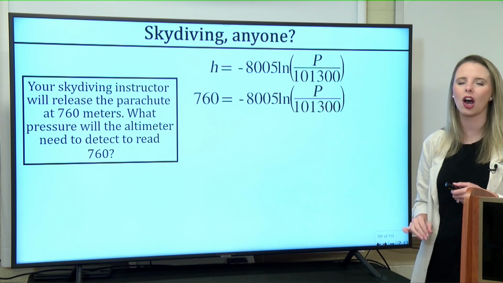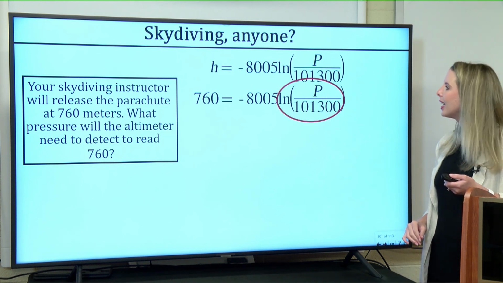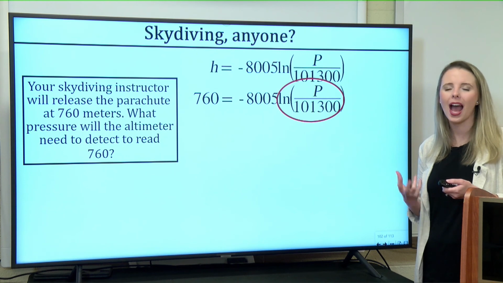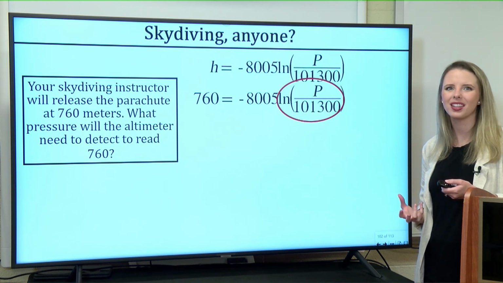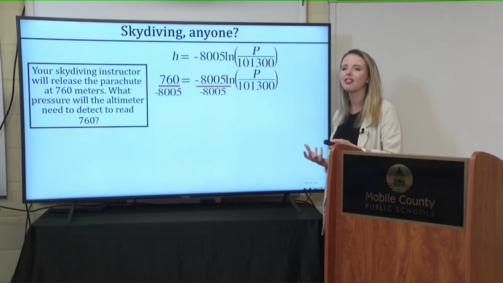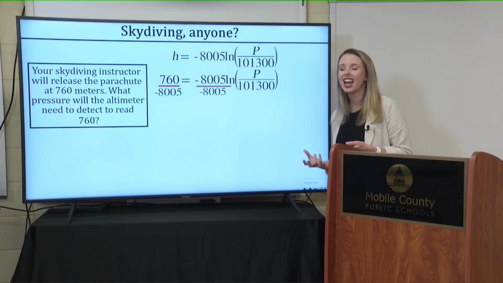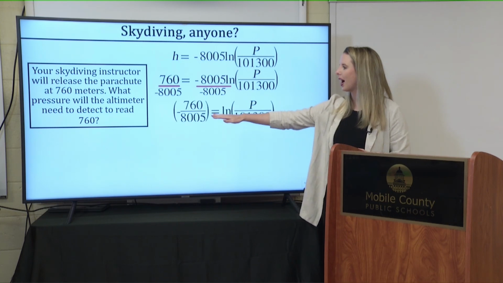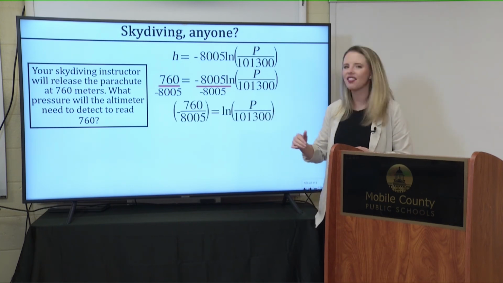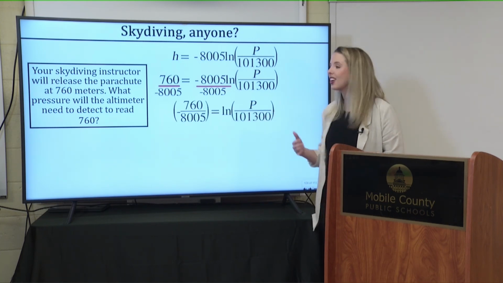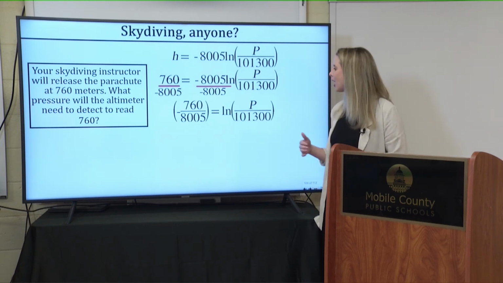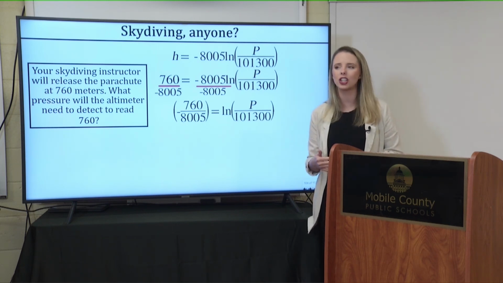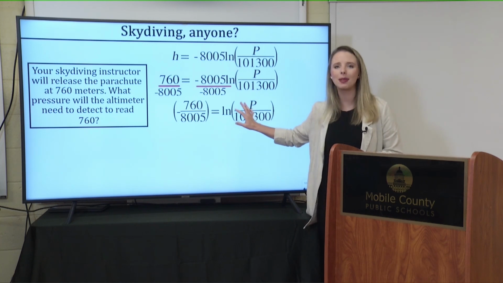How am I going to solve this problem? I need to isolate my logarithm. How am I going to do that? Divide both sides by negative 8,005. Yes. So remember, I'm not touching my calculator yet though. So we're going to rewrite that as a fraction. Negative 760 divided by 8,005 equals ln of p divided by 101,300. Okay, my logarithm is isolated.